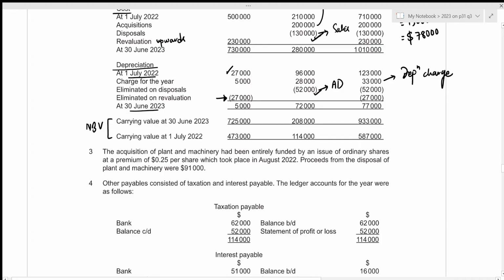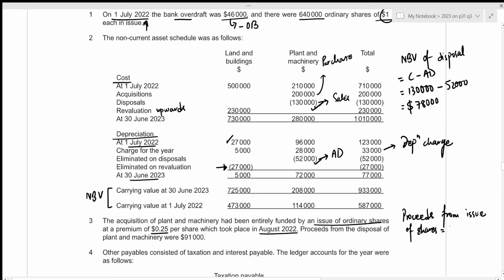Then, the acquisition of plant and machinery, remember there was purchase of plant and machinery, had been entirely funded by an issue of ordinary shares at a premium of 0.25 per share, which took place in August 2022. So in August 2022, the company made an issue of ordinary shares, and whatever amount was raised by that issue was used in order to purchase this plant and machinery, which means that the purchase amount of plant and machinery will be equal to the proceeds from issue of ordinary shares. So our proceeds from issue of shares is just going to be equal to the purchase amount of our plant and machinery, which is 200,000.